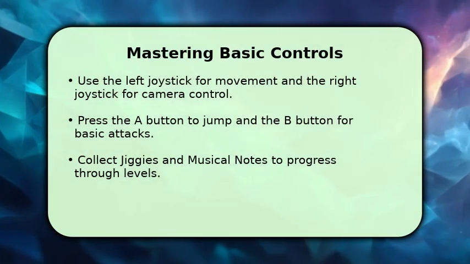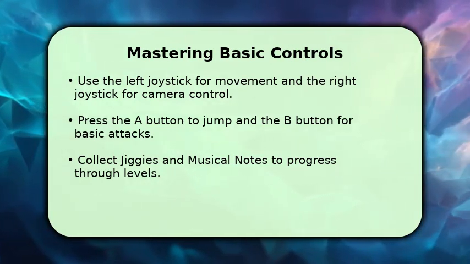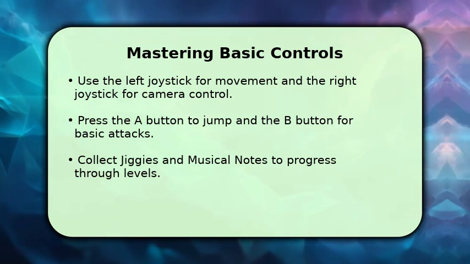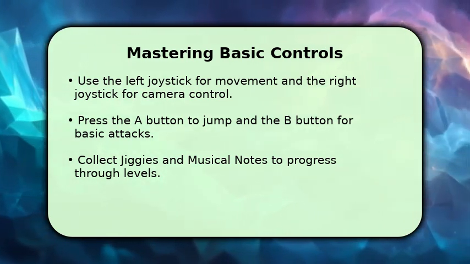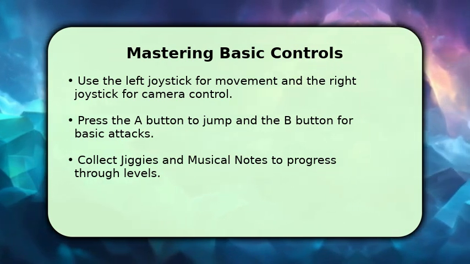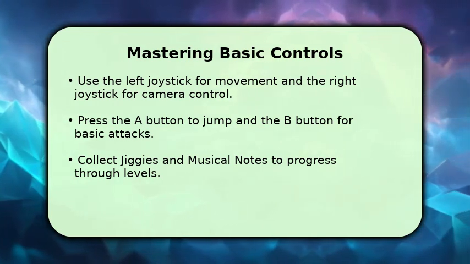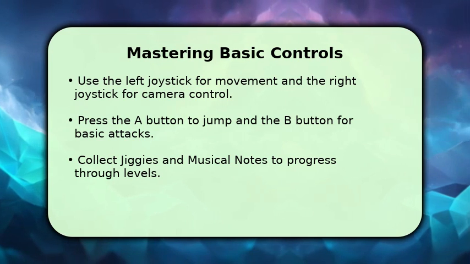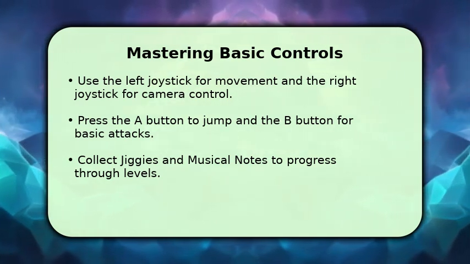Getting familiar with the controls is key to enjoying Banjo Kazooie. Use the left joystick to move Banjo and the right joystick to adjust your camera view, giving you full environmental awareness. The A button is your primary jump, while the B button performs basic attacks and actions. Your main goals are to collect Jiggies, which unlock new worlds, and musical notes, which open doors within Gruntilda's lair. There are 10 Jiggies in each world.